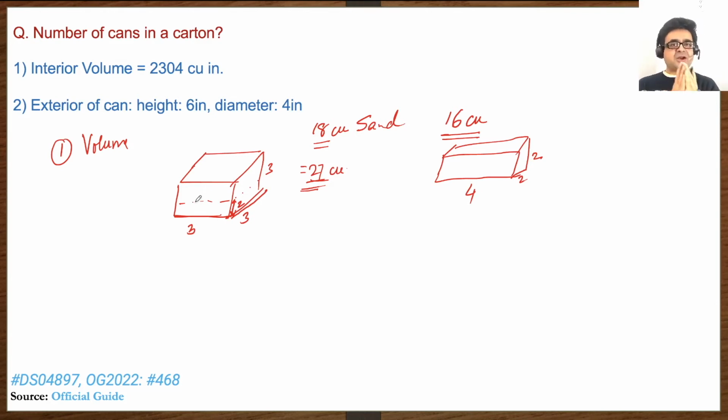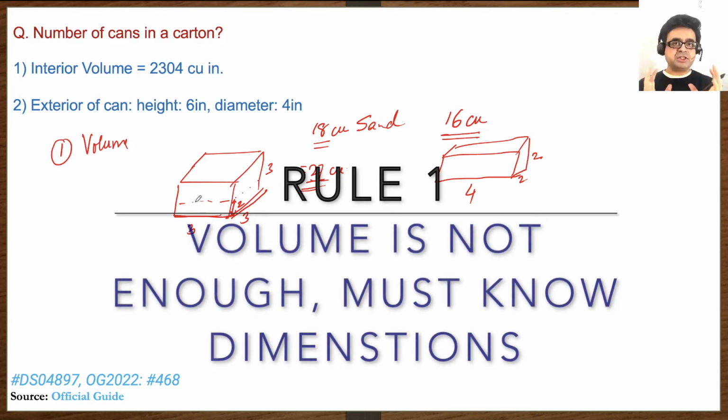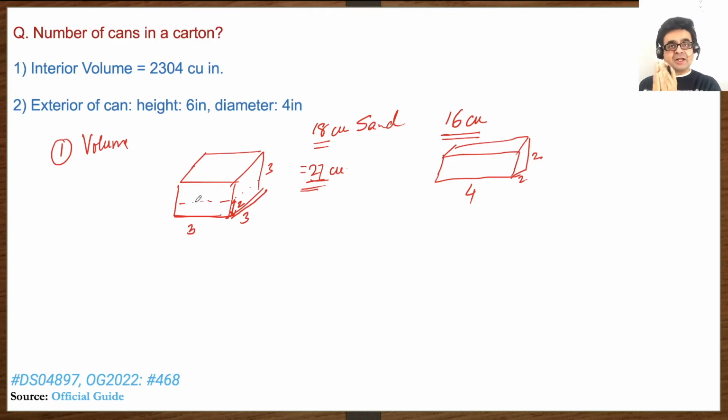And this is the crux of these kinds of problems. When you are considering solid shapes, volume is not enough. You need to know the dimensions of all the solids involved to actually answer the question. That is one of the most important things, but that is not all. But let's write it down before we get to the next layer of the problem. So the first layer of the problem is: volume is not enough, must know dimensions.